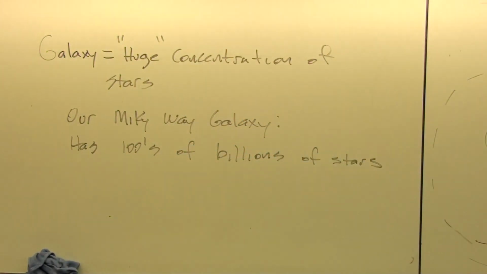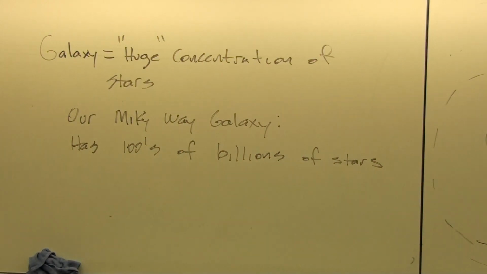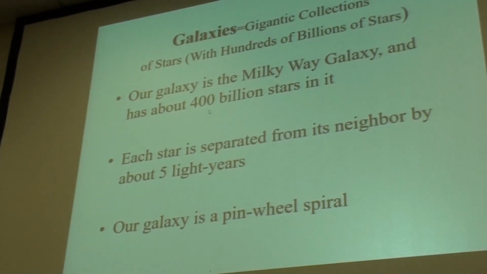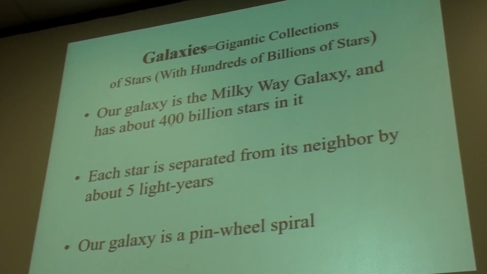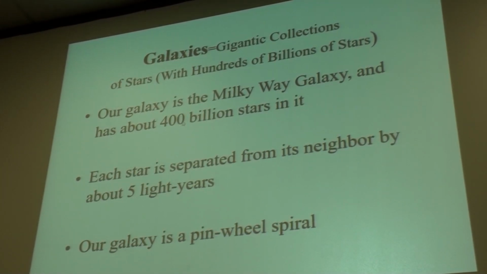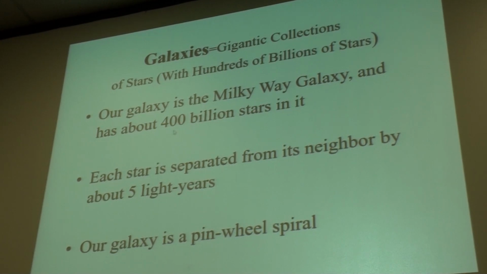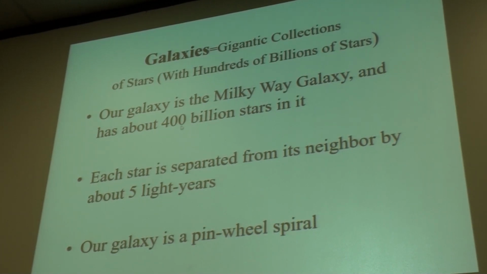Okay, and so if we look up at the data projector, here's an estimate of 400 billion. I've heard estimates of 100 to 400 billion. That's kind of a nice round number that we could start with. And so each of these stars is separated by about the same distance that our sun is separated from the Alpha Centauri star system. Something like 5 light years distance.